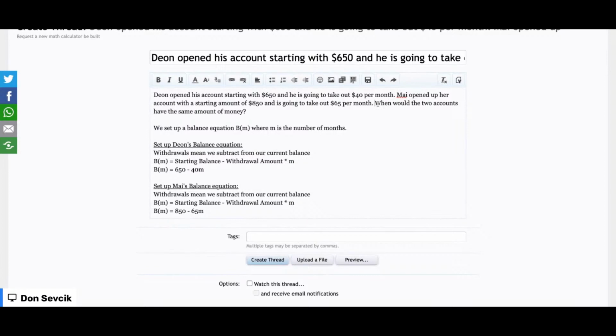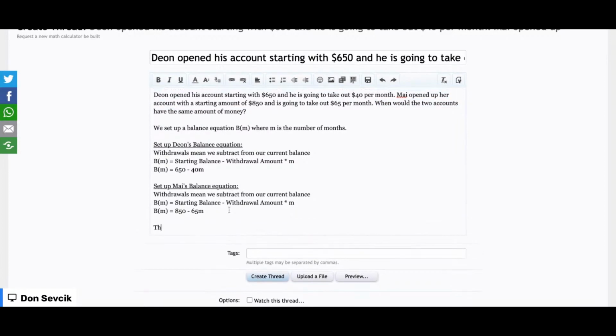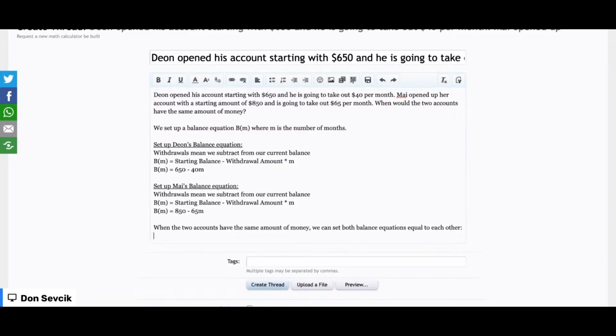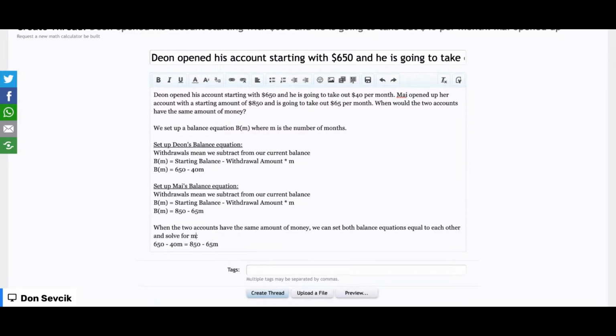Now the problem asks, when would the two accounts have the same amount of money? When the two accounts have the same amount of money, we can set both balance equations equal to each other. This equal to this, and solve for m. So we set Dion's balance equation equal to Mai's balance equation because that's what the problem asks for.